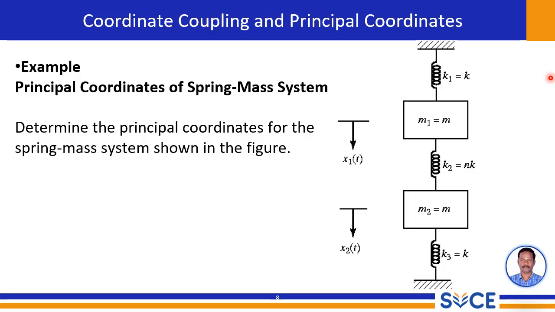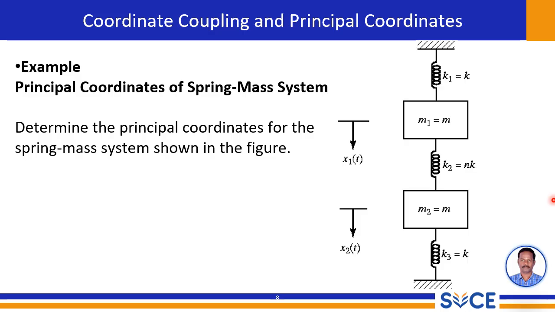Remember, principal coordinates are special. They are able to decouple the equations of motion. This means we can treat each coordinate as an independent oscillator, making the analysis much simpler. In this system, the motions of the two masses are coupled. When one mass moves, it affects the other. By finding the principal coordinates, we will be able to see the system's natural modes of vibration independently.